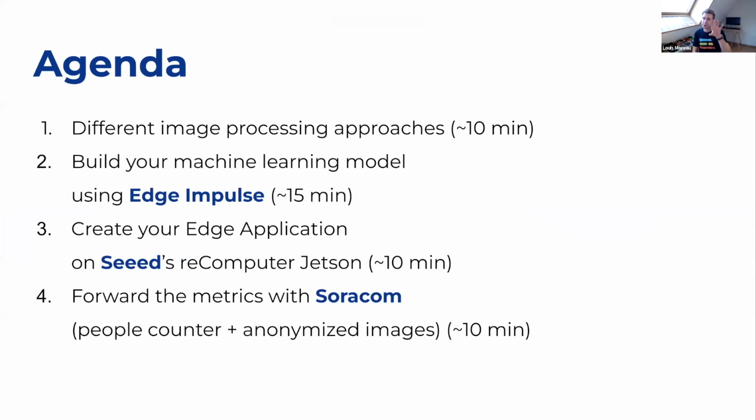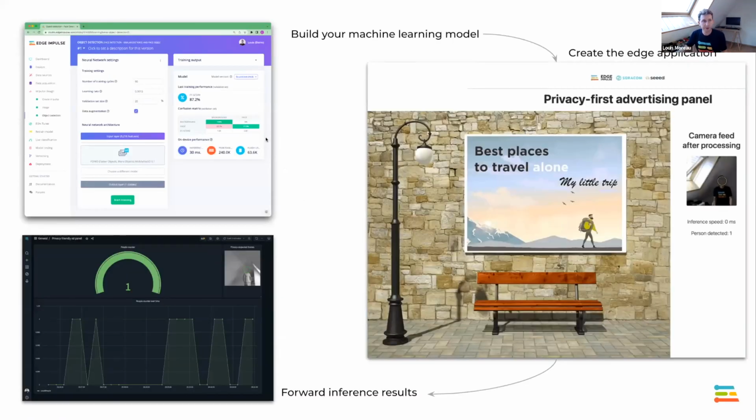Then I will show you how to extract the machine learning model that we built in the cloud and take it and build an application that runs on the edge device, in our case, on the Seeed reComputer Jetson. And then I will show you how to forward the metrics with Soracom, including one people counter and the anonymized image. So we are going to use three tools mostly: Edge Impulse Studio, then the Seeed reComputer to host a web page. And finally, we are going to use a set of tools provided by Soracom to forward the inference.